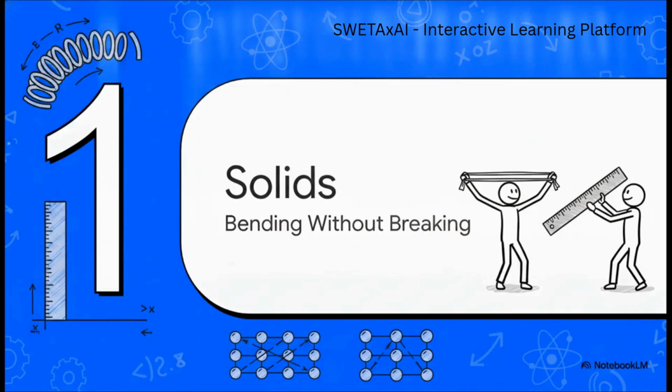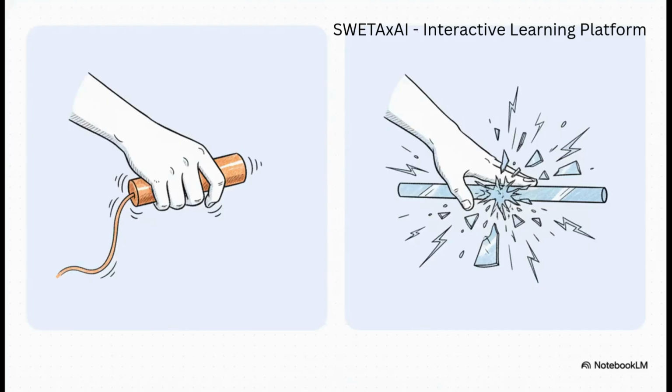Section 1. Solids, bending without breaking. Okay, let's start with the foundational concept of elasticity. Materials handle stress completely differently. Just look at ductile materials like copper. They're incredibly resilient. They yield gracefully and stretch out into long wires. But on the flip side, you have brittle materials like glass, which don't really stretch at all. They just snap and crack right under the pressure. Quick pro tip, be resilient like copper. Don't be the glass during your exam.